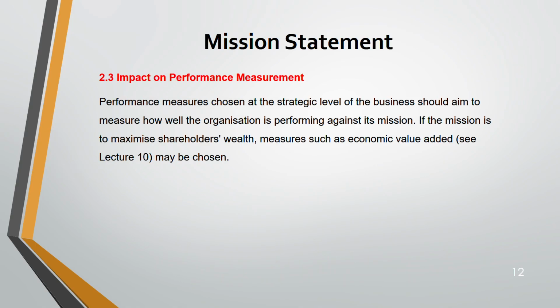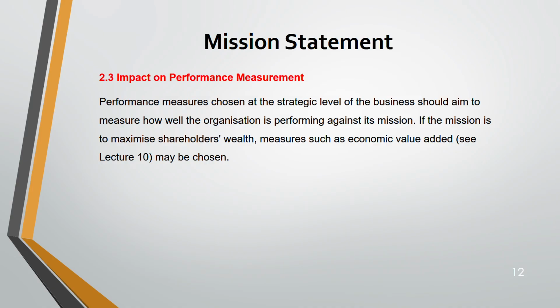Now, the performance measures that are chosen at the strategic level should aim to measure how well the organization is performing against its mission. You see, mission is a criterion. How will you know against what you have to perform? You need a benchmark. That's your mission. That's why we start with the mission first. Now you understand why we start with the mission statement and how it is linked with performance measurement.